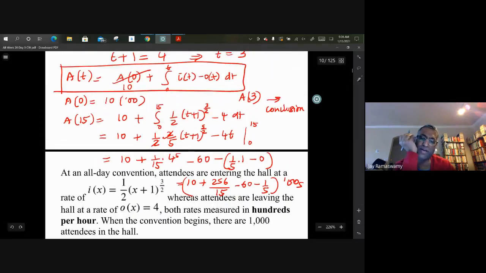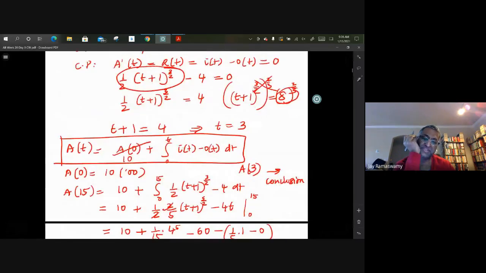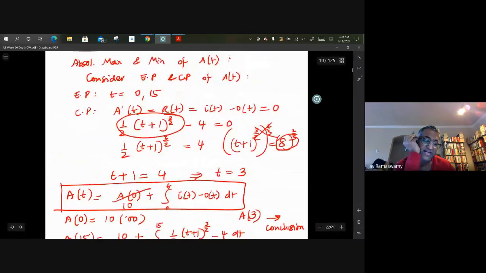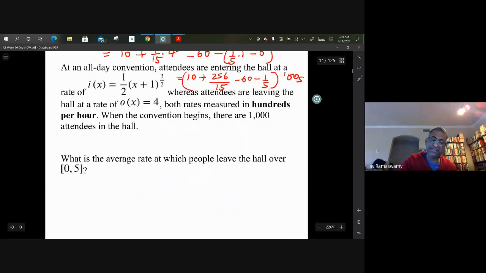Okay, before I move on, I'm accepting suggestions, questions, clarifications. Nothing clever. Absolute max: consider endpoints, critical points, evaluate the function. That's all we did. Okay. All right, let's move on. Go to page 11, please.